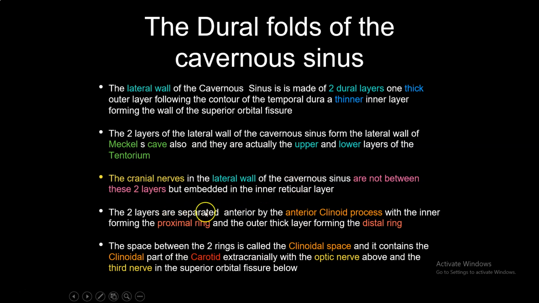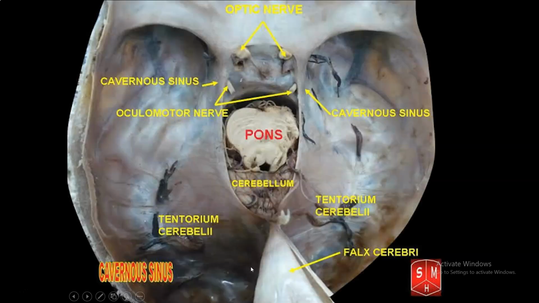And the two layers are separated anteriorly by the anterior clinoid process, with the inner layer forming the proximal ring and the outer thick layer forming the distal ring. The space between the two rings is called the clinoidal space, and it contains the clinoidal part of the carotid extracranially, with the optic nerve above and the third nerve in the superior orbital fissure below. So let's see it now.